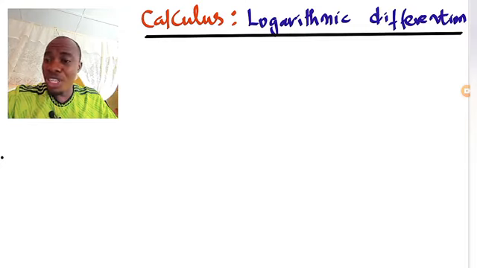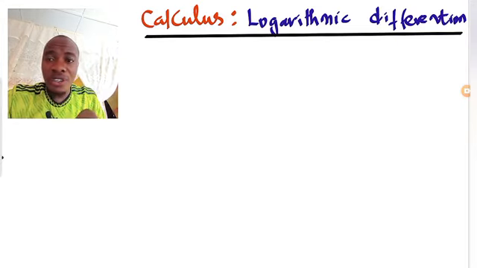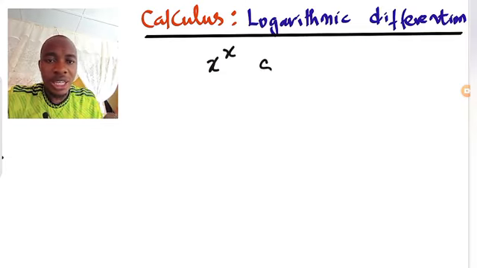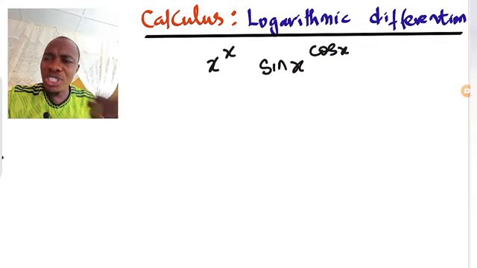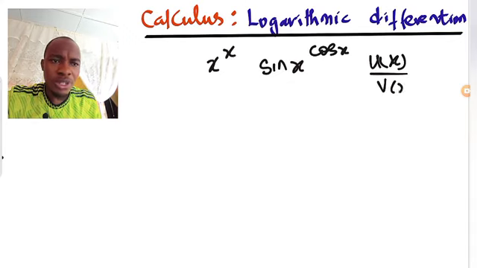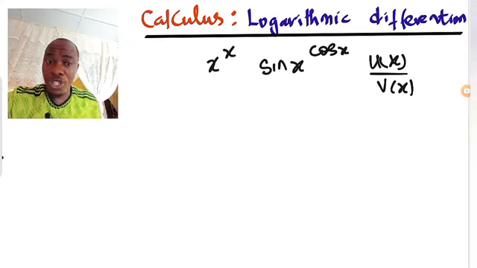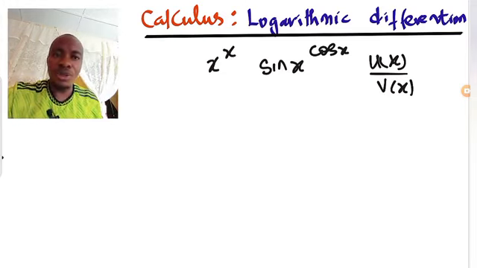So now, when are we to use logarithmic differentiation? When you have a function like x to the power of x, or a function like sine x to the power of cos x, a function raised to another function. Or even if you have a function like u of x over v of x, that is division, we can as well use it. Even with the product rule, if you have a product of two functions, we can still use logarithmic differentiation.